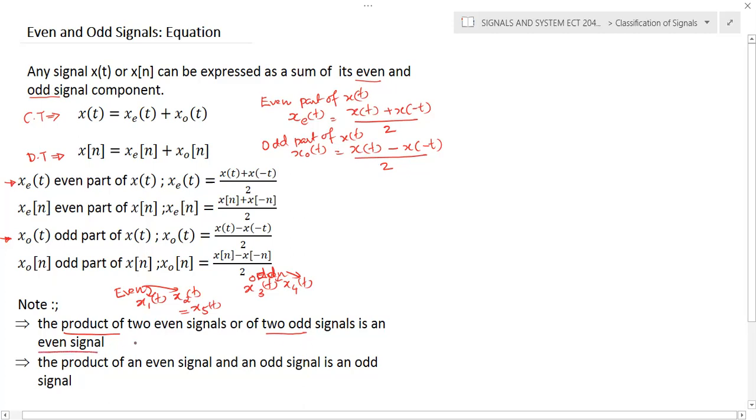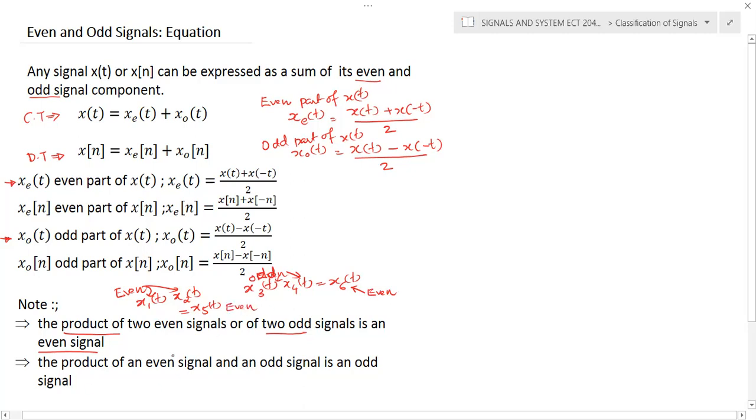Okay, that's the concept. Similarly, if there are two signals, x3 of t and x4 of t, and these two signals are odd signals, then their product will give you x6 of t, a new signal, which is again an even signal. Okay, so this is an even signal. Here also it is an even signal.